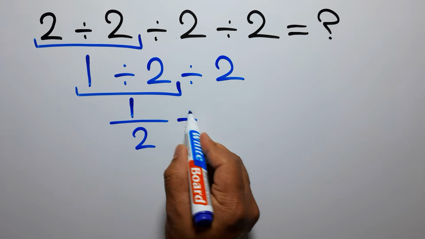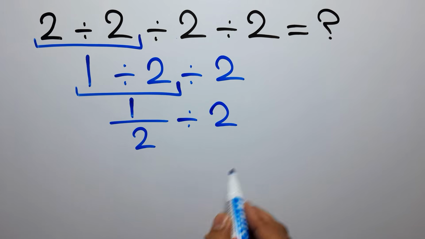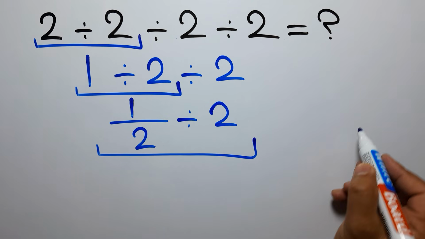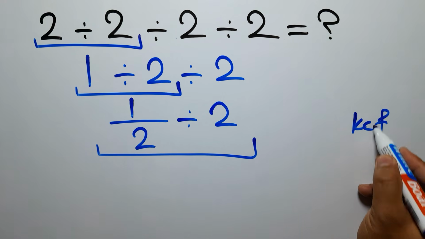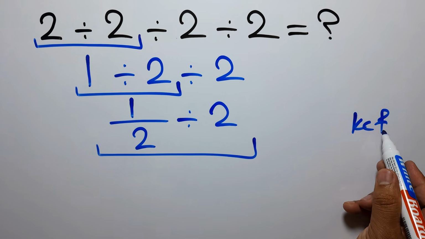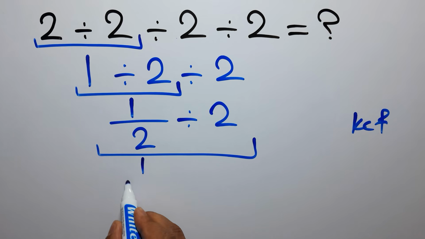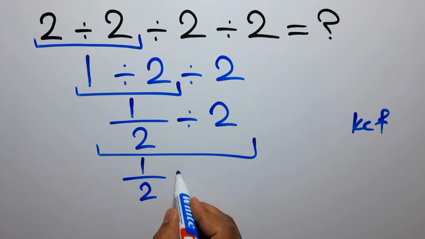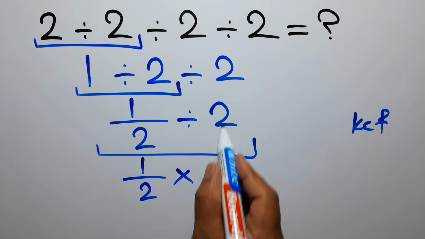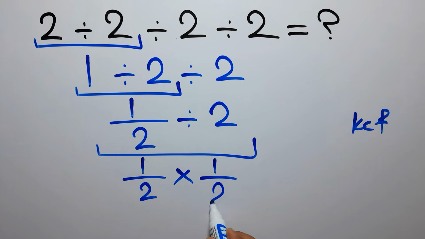Then divided by 2. Now, according to the KCF rule, K stands for keep, C stands for change, and F stands for flip. We can write keep the first fraction, change division to multiplication, and flip the second fraction.